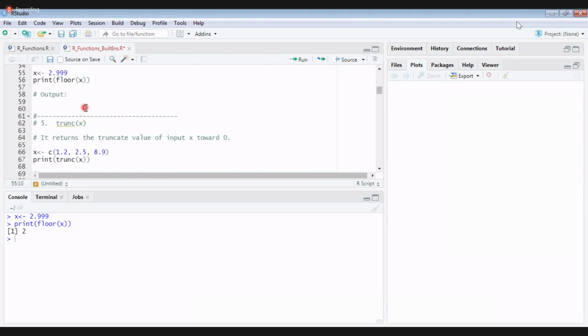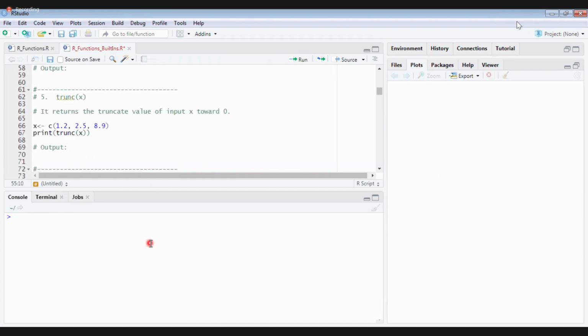So we have trunc. Trunc is the truncate function. It truncates the value towards 0. The definition looks confusing, but the only thing is it will truncate the decimal value. Even if it is 1.2 or 2.4 or 8.9, observe carefully, it just truncates the decimal value. It gives us 1, 2, 8. It goes towards 0. So 1.2 becomes 1, 2.5 becomes 2, and 8.9 becomes 8.